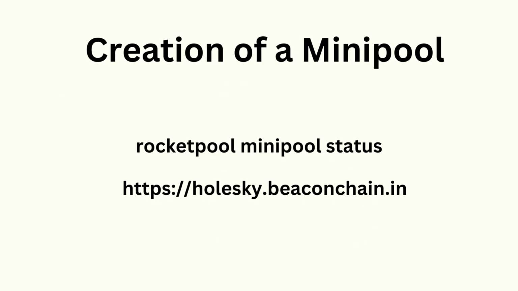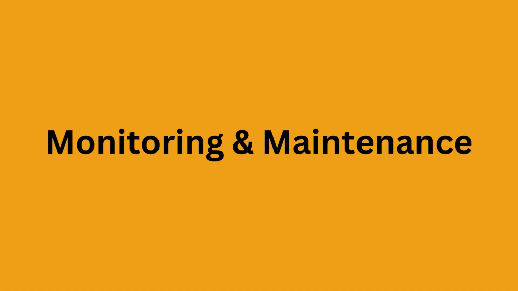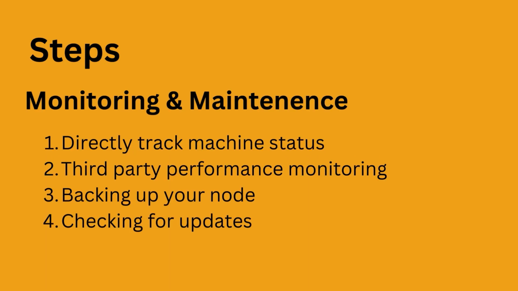While you are waiting, you can monitor your status by entering in the Rocketpool minipool status and looking up the validator pub key on the Holesky beacon chain site. Now that we have our mini pool running, our next steps will be the monitoring and maintenance of our node and keeping up with current updates. Monitoring our node's performance will be important to ensure that everything is running correctly. You can do this directly and by a third party, but it is recommended that you use a combination of both. The maintenance includes considering backing up your node and checking for updates.